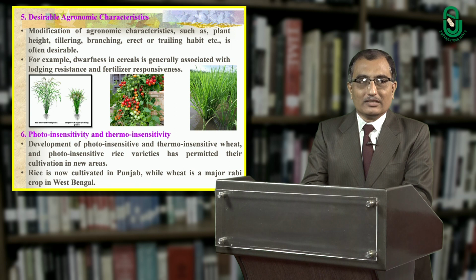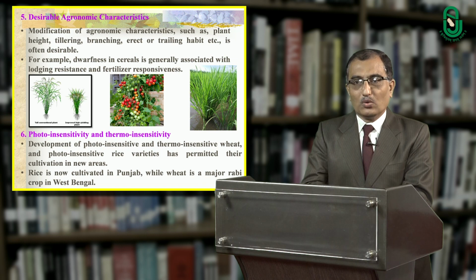Desirable agronomic characters are also one of the important criteria, because we are thinking of modifications of the crop. Modifications of agronomic characteristics such as plant height, tillering, branching or trailing habit are also desirable. For example, dwarfness, as you observed in the first figure, has been achieved, associated with lodging resistance and fertilizer responsiveness, and we can harvest a good crop.